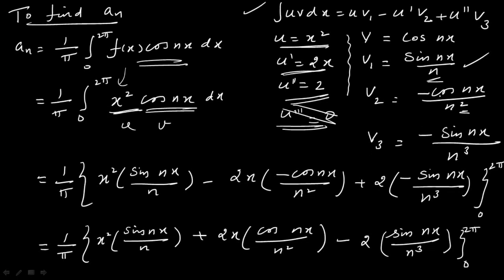And v3 is nothing but minus 1 by n square is constant, isn't it? So you have only cos nx. Integrating cos nx, you have sin nx divided by n. Already you have minus 1 divided by n square, so that's why you have minus sin nx by n cube. So this is of the form integral u, this is your v, substituting in the formula u v1 minus u dash v2 plus u double dash v3. Substituting the formula and applying the limit from 0 to 2 pi.